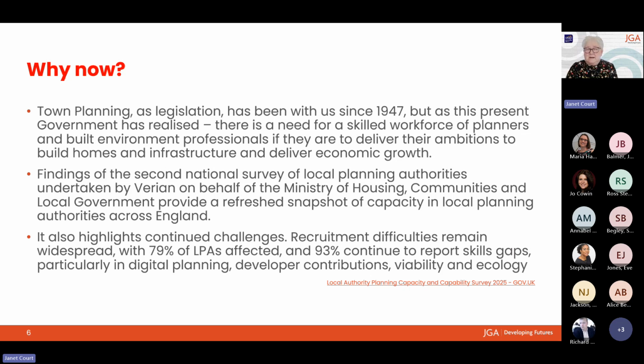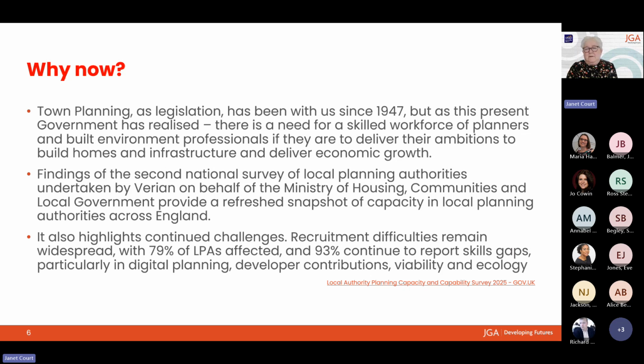If that's what the country needs, then we need these kind of professionals in place. And certainly, if you look at the findings, there was a national survey of local planning authorities undertaken by Verian, the government's survey, which provides a snapshot of capacity in local planning authorities across England. This should be live, there's a little red link there, if you're interested in it, or you've not heard of it: the Local Authority Planning Capacity and Capability Survey 2025. That should be a live link for you if you want to click on that, just out of interest.